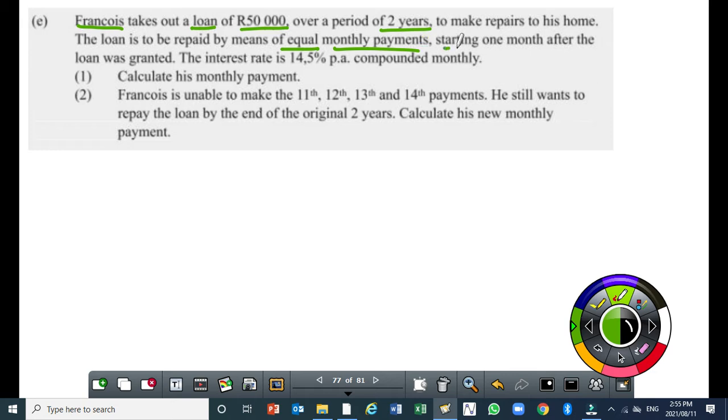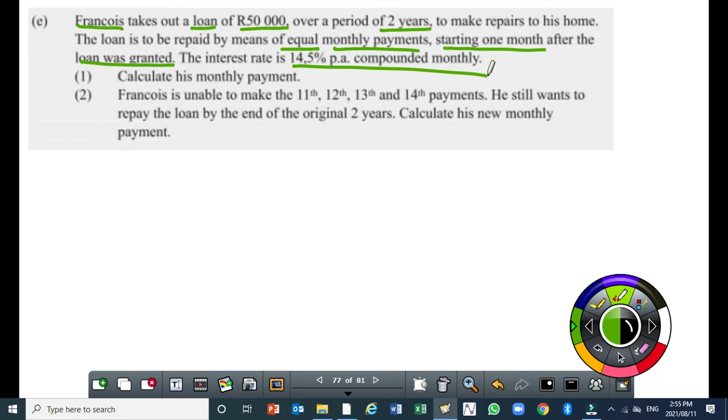But he's going to start 1 month after the loan was granted, which means the first repayment will be made at T1. No repayment is made at T0. Remember, if you borrow money, you can't start repaying straight away. Where would you get the money from? So the first repayment can only be made from T1, right? So the interest rate is constant. It's 14.5% per annum compounded monthly.